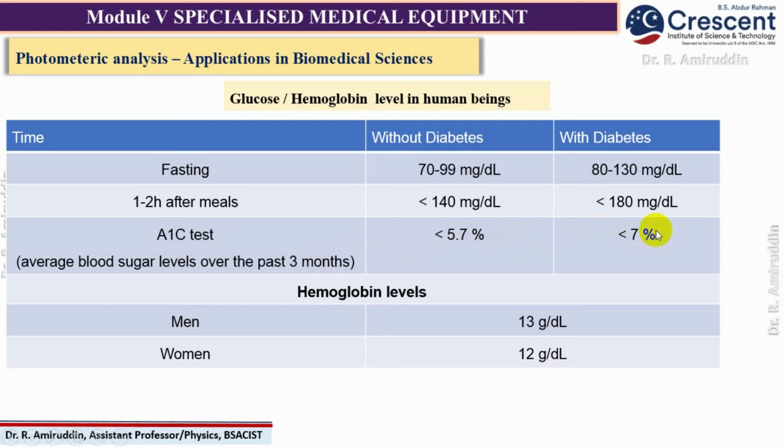Using the same photometer, we can determine the hemoglobin level as well. For normal adult men, the hemoglobin level in blood should be 13 g/dL, and for women the hemoglobin level should be 12 g/dL.